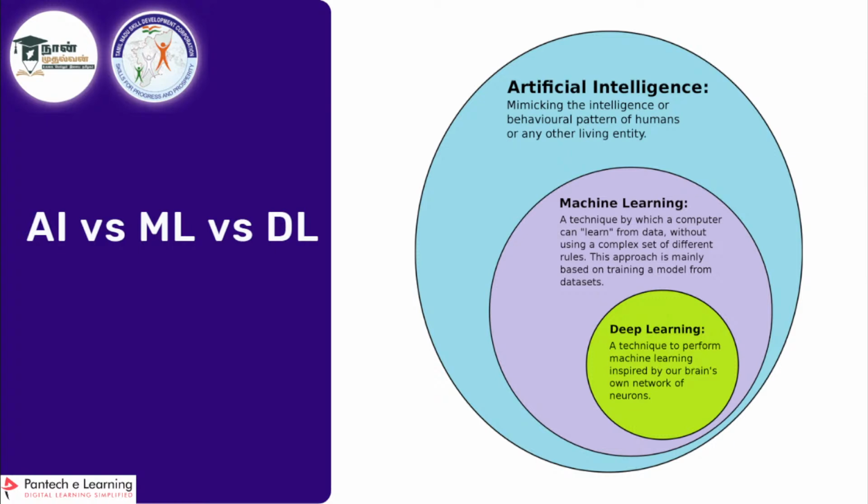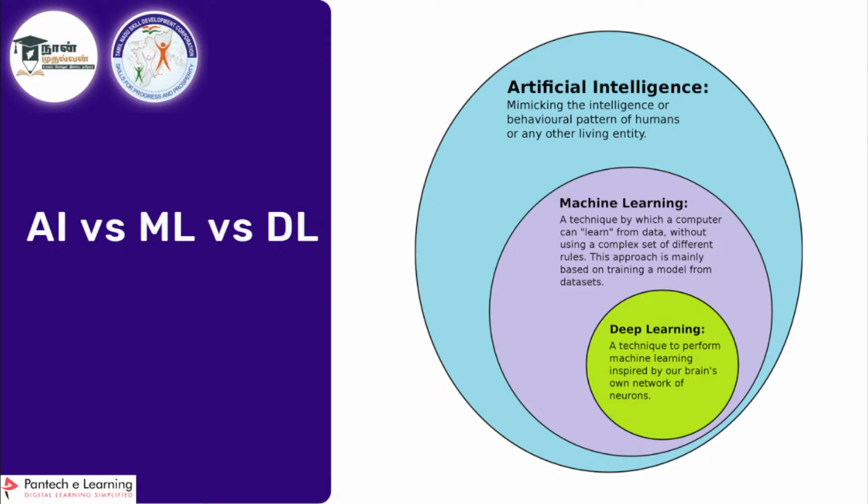Artificial intelligence is mimicking the intelligence or behavioral pattern of humans or any other living entity. It's like it's thinking on its own. Artificial intelligence is a collective thing, and a part or a tool of it can be machine learning. Machine learning is a technique by which a computer can learn from data without using a complex set of different rules. This approach is mainly based on training a model from a data set and doing prediction and so on.